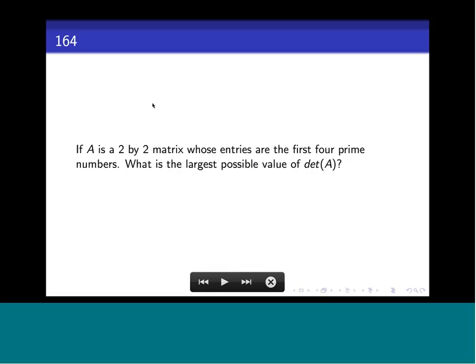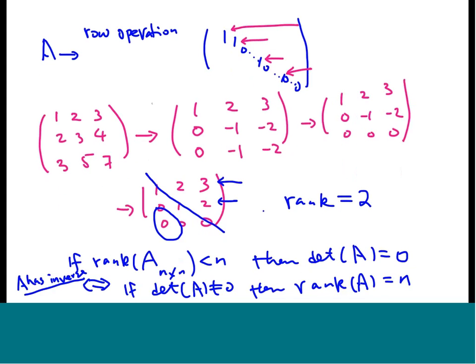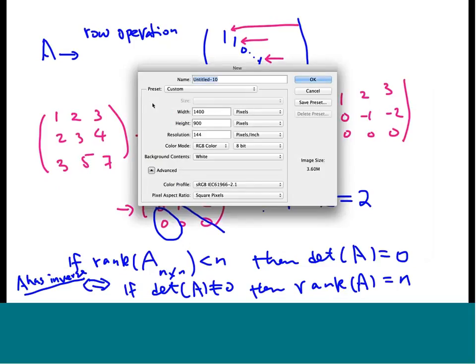164. If A is a 2 by 2 matrix whose entries are the first 4 primes, what is the largest possible value of determinant A? Oh, yeah, you figured it out. That's obvious. 29. Let's work together, because the 5 and the 7 have to be on the biggest. 5 and 7? Yeah.